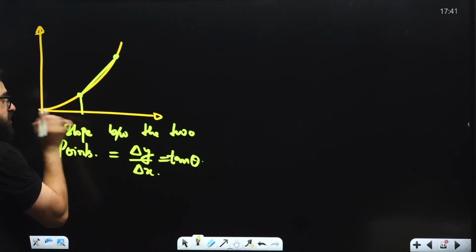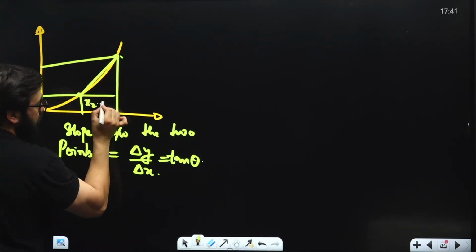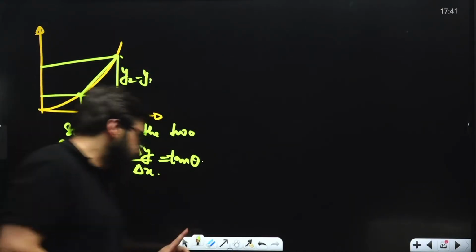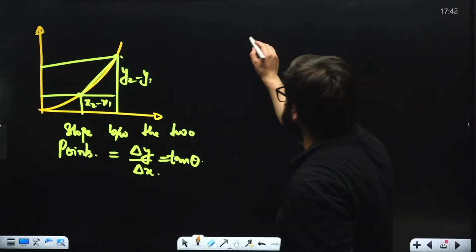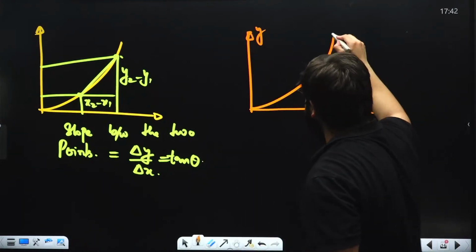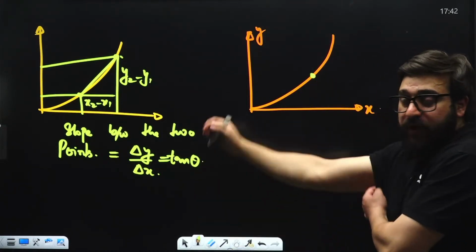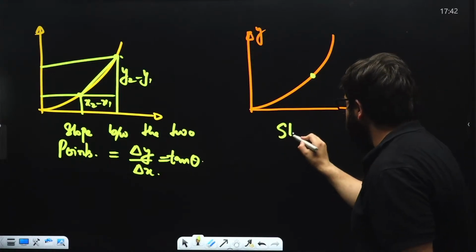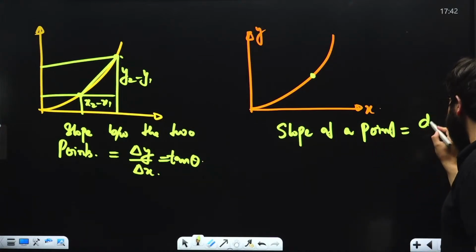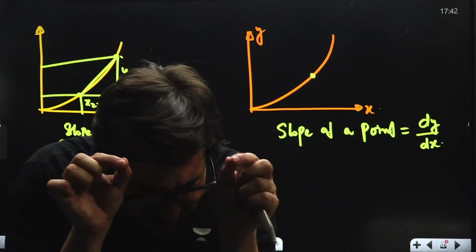How did you get this? This is x1, this is x2. This is y1, this is y2. So this will be x2 minus x1, and this will be y2 minus y1. So that is perpendicular by base. Second, I also told you if we have y versus x and the graph is something like this, and you have to find the slope at this particular point, slope at a point is simply dy divided by dx, that is small change in y upon small change in x.